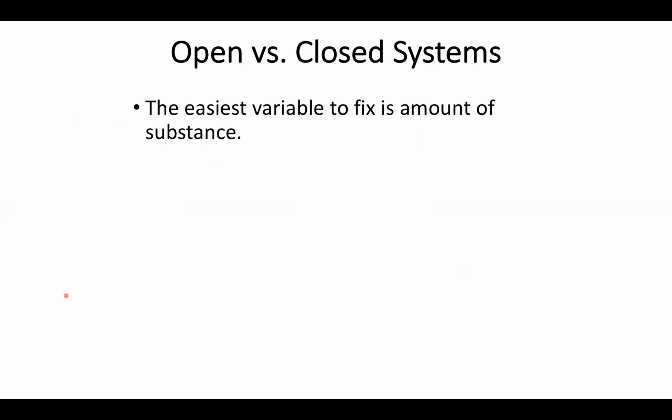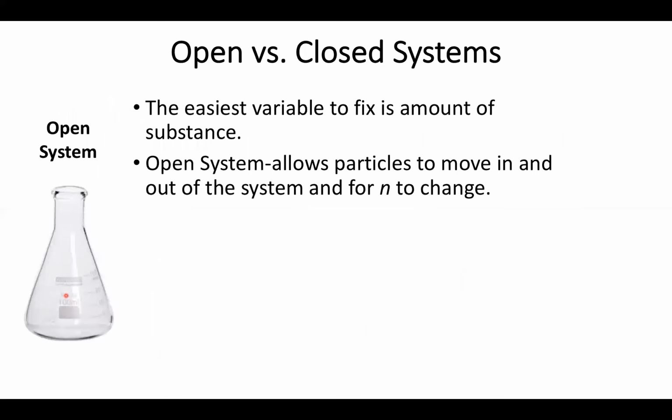So we often like using limiting conditions when we're describing equations of state. And so it's worth noting that we can divide our systems into two major types. The first of which is going to be an open system, where literally this can be described as a beaker open to the air, where I allow particles to move in or out of the system. So this means that n is variable.